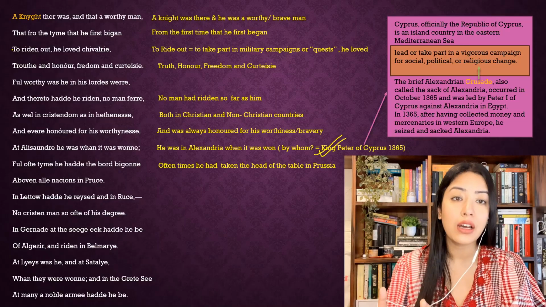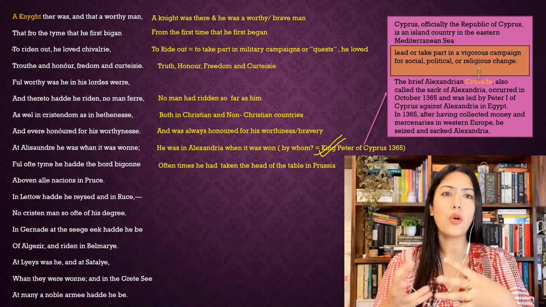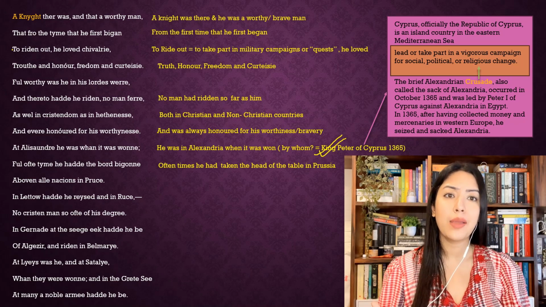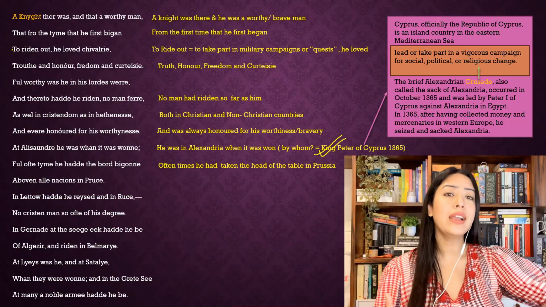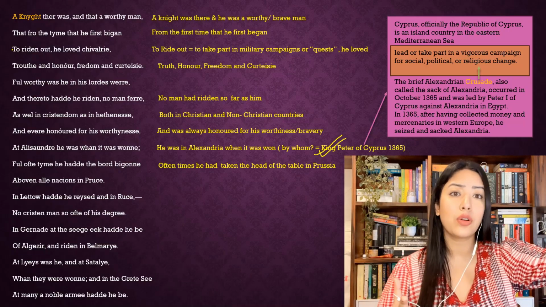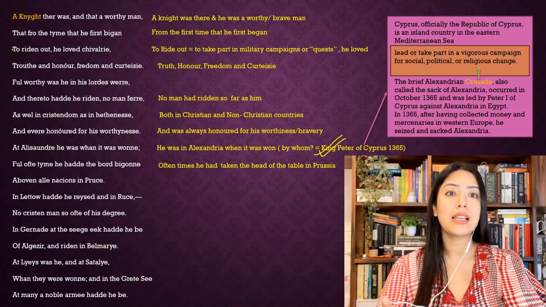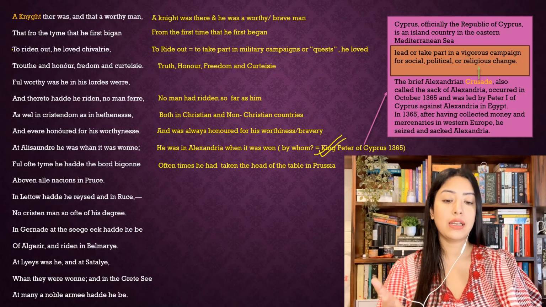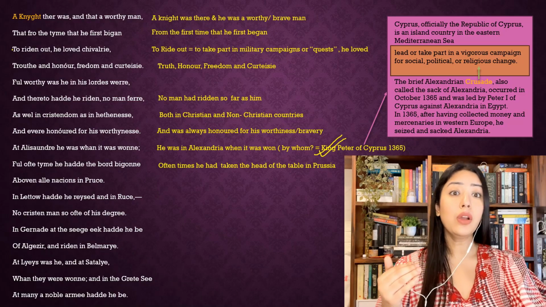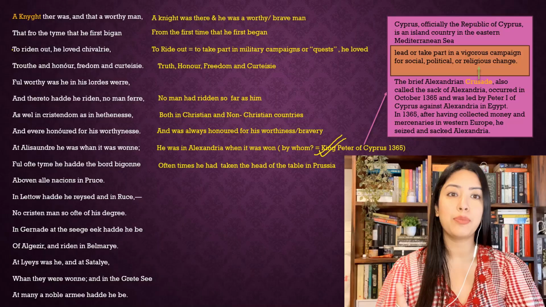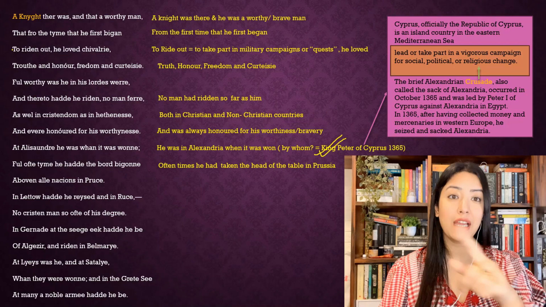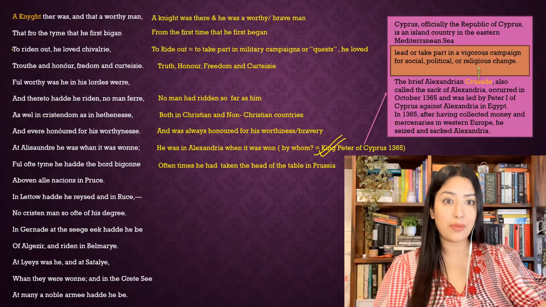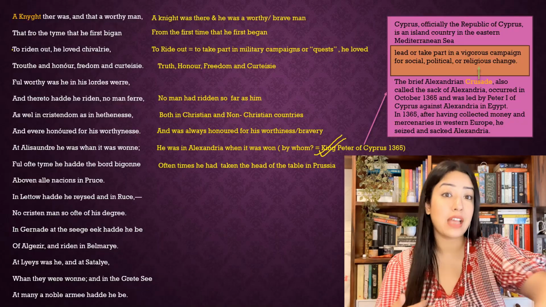He's an important representative of the state. He's all about truth, honor, freedom, courtesy. He's fighting in far off lands in the name of his country, in the name of his religion. He's fighting wherever he is sent on a quest. And even in places like Prussia, in these different nations, he's being called, and they said you be the head of the table. When you're the head of the table, that means you're presiding over everyone. So likely there are other people from other parts of the world who have come there, and he's presiding over that meeting.